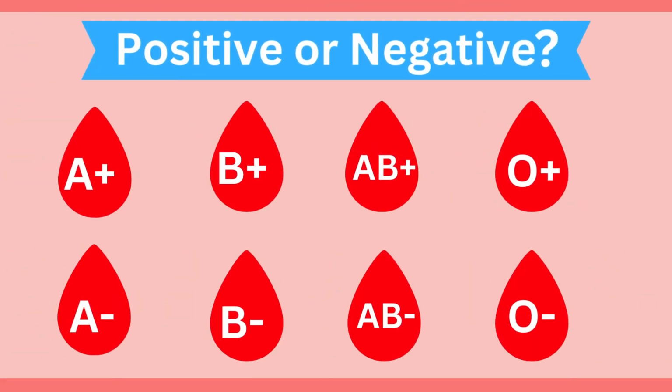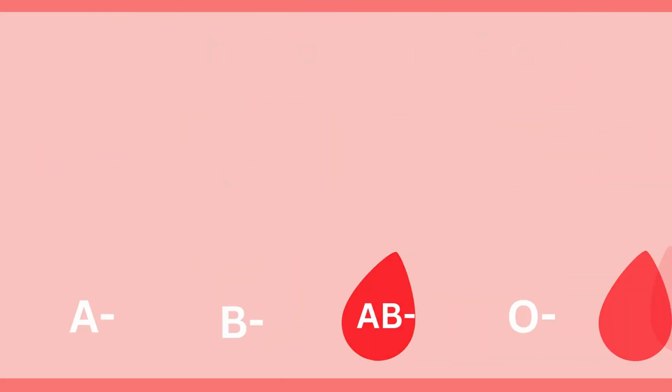Finally, blood group O has no antigens on red blood cells, but has both A and B antibodies present in the plasma. Additionally, there is a Rh factor, which is a protein that can either be present or absent and determines whether your blood type is positive or negative. With the addition of this factor, there are 8 common blood types, which consist of A positive, A negative, B positive, B negative, AB positive, AB negative, O positive, and O negative.